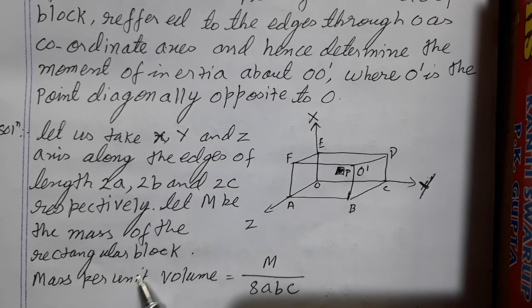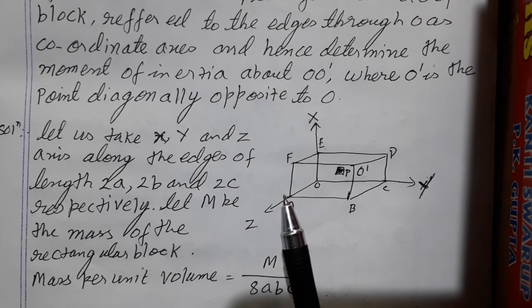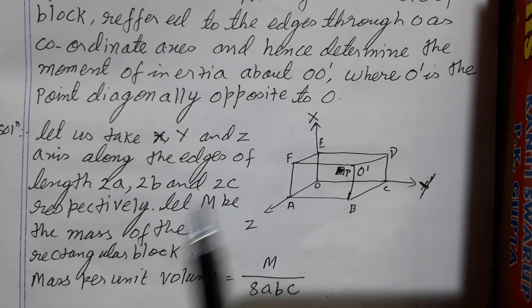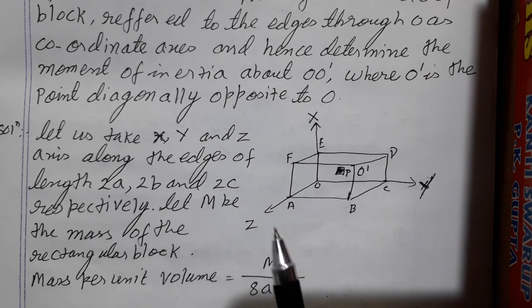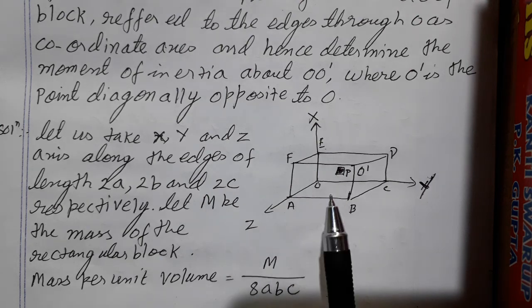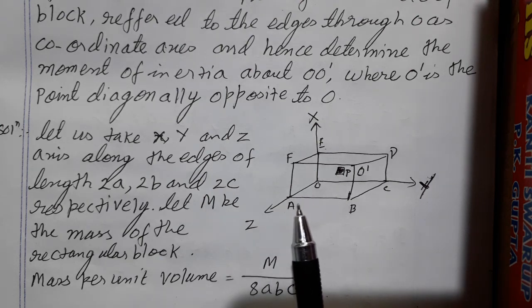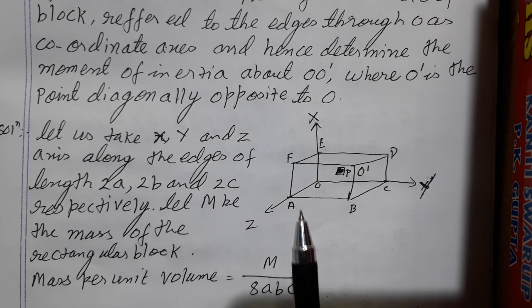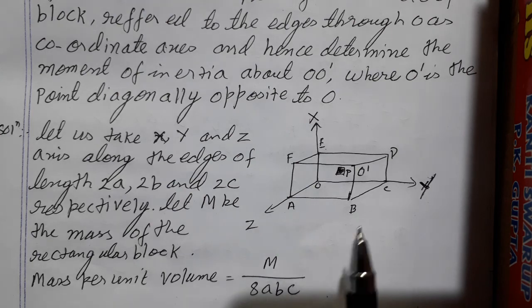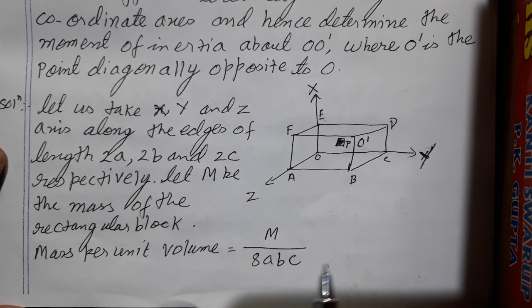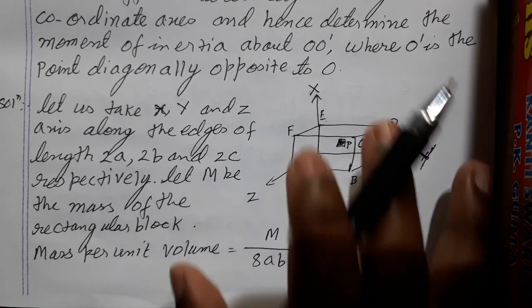This is the same as what we did last time for the parallelepiped. I gave you as homework to find the moment of inertia of a parallelepiped about the corner, so we follow that in a similar manner. Here the mass per unit volume is mass divided by volume. Volume is length times breadth times height, which is 2a times 2b times 2c, so we get m by 8abc.